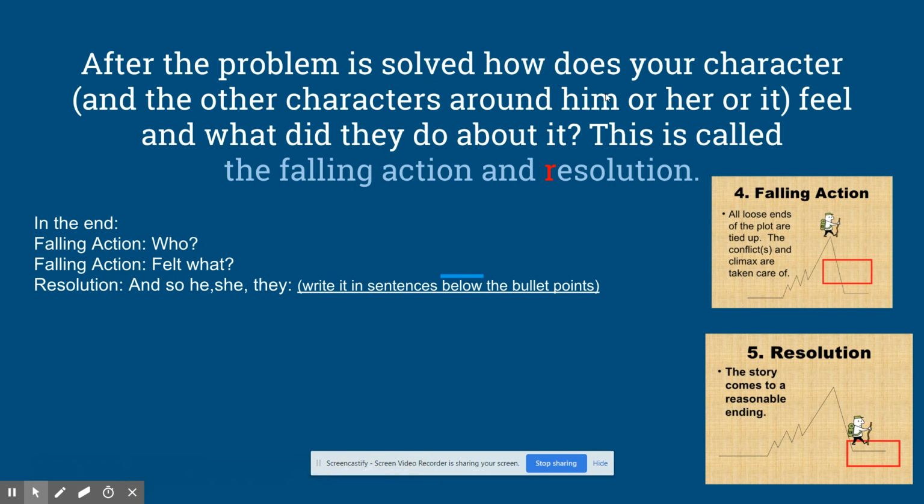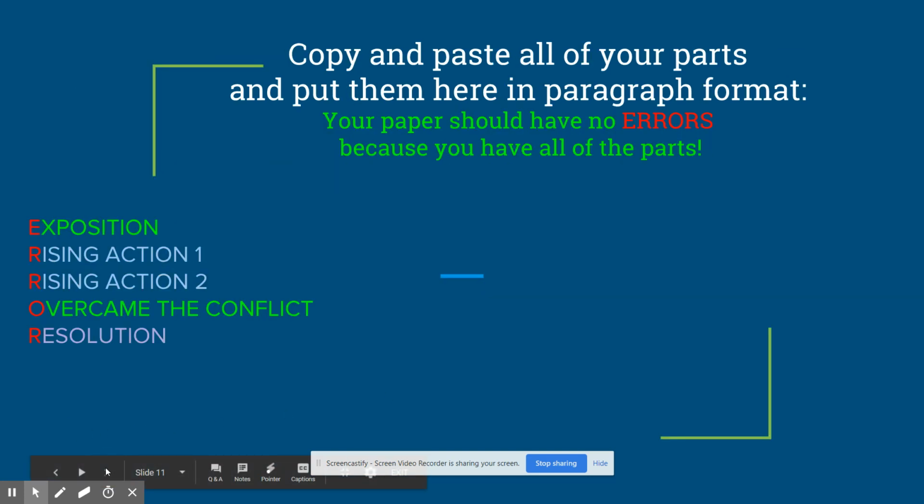After the problem is solved, you're going to talk about how your character and how the other characters around him or her feel. What did they do about it? This is called following action or the resolution. So in the end, who felt what, and so what did they do as a result? So now go ahead and think about it.